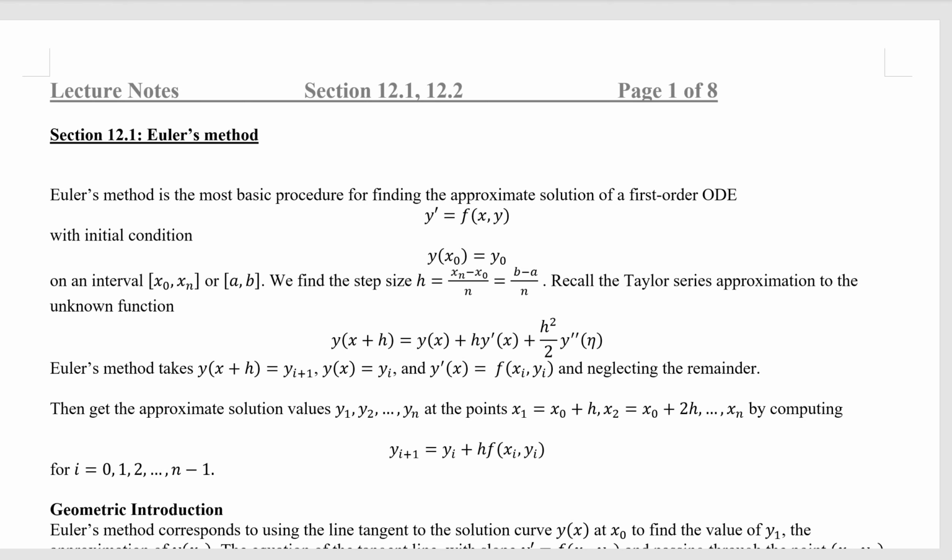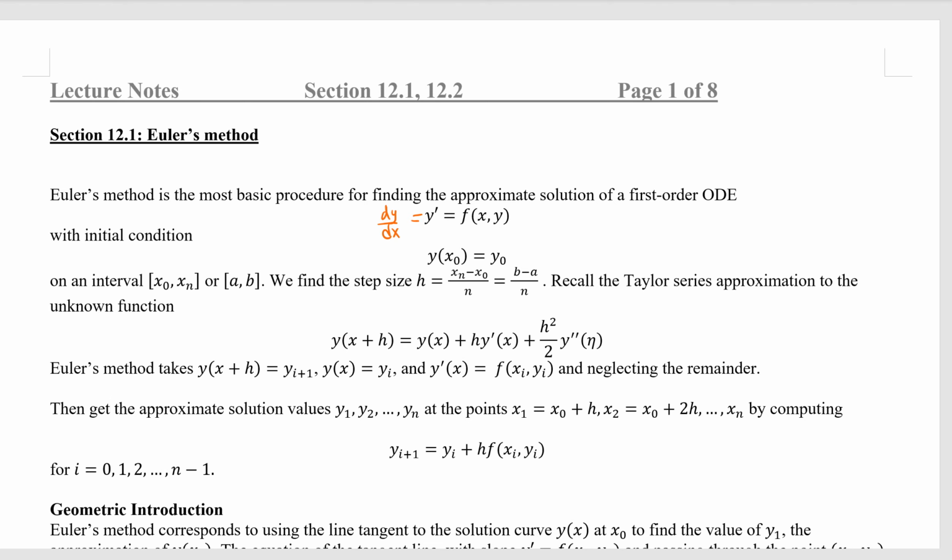So here we have the ordinary differential equation y prime equals f of x, y. Okay, so y prime is the same as dy/dx. And we have the initial condition y of x0 equals y0 on the interval from x0 to xn, or we can say from a to b. Then we can find the step size h being xn minus x0 over n.